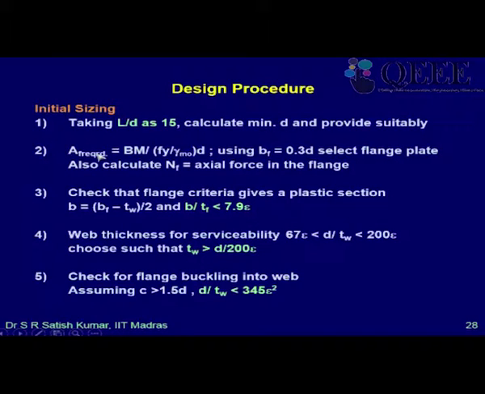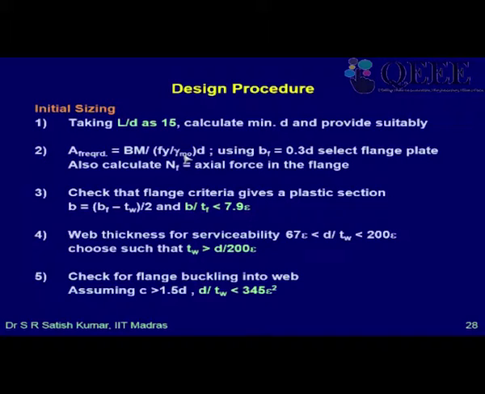Then calculate the area of flange required, because area of flange into Fy by gamma m naught is the force in the flange, T or C. In plate girders we generally neglect the contribution of the web to the bending resistance, because the web is very thin.